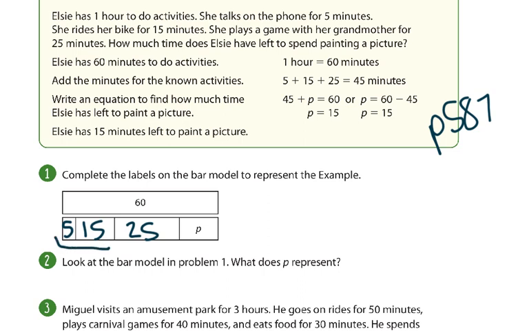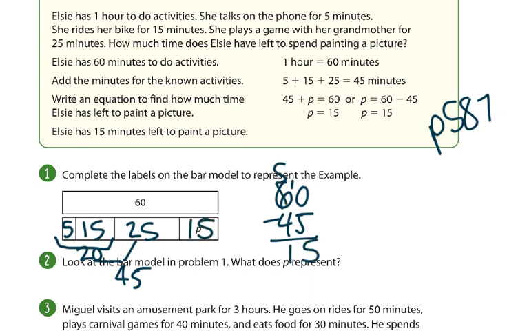So we're going to add these together. 20. We're going to add 20 and 25 together next. 45. And 60 minus 45 is what? So the answer right here is 15. So I would put 15 here for the answer. Yep.